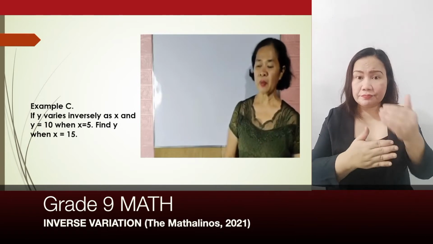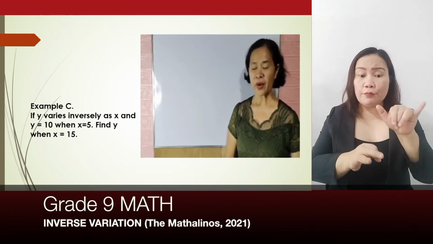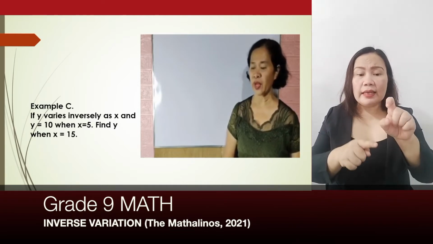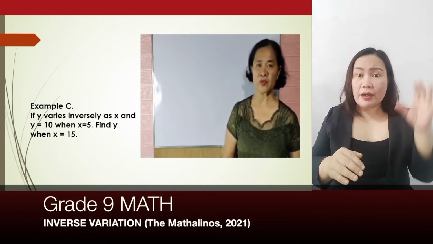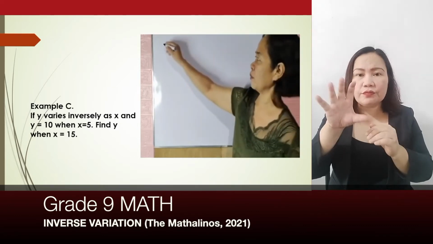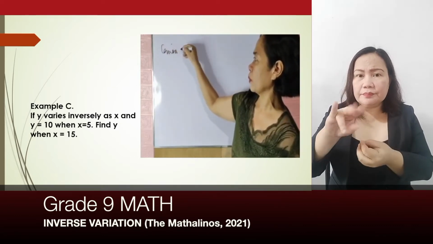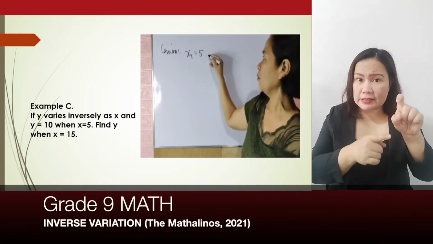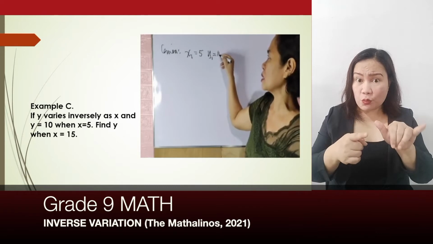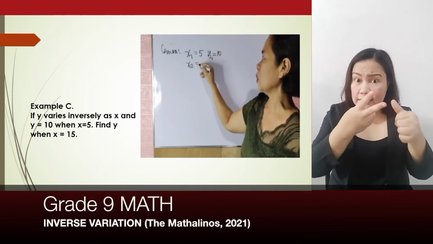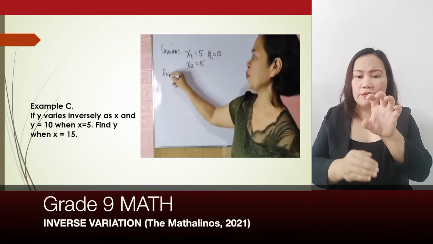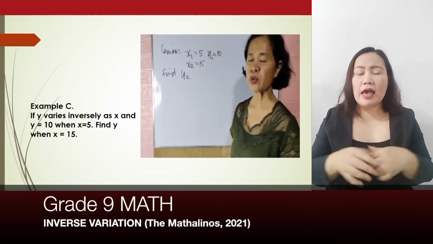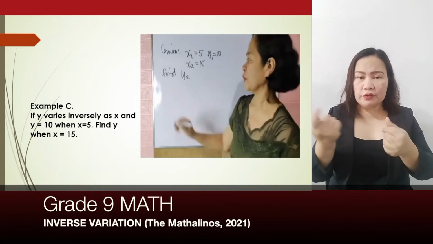Let us take up example C. If y varies inversely as x and y equals 10 when x equals 5, find y when x equals 15. So what are given? We have x sub 1 equals 5 and y sub 1 equals 10. x sub 2 equals 15 and we need to find y sub 2. There are two ways to solve this problem. The first method.